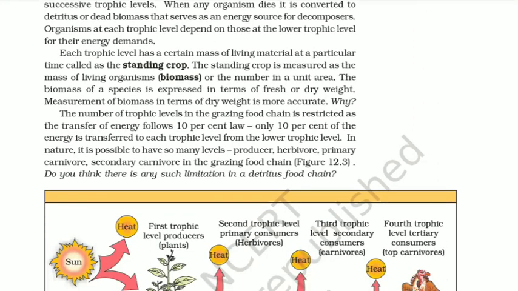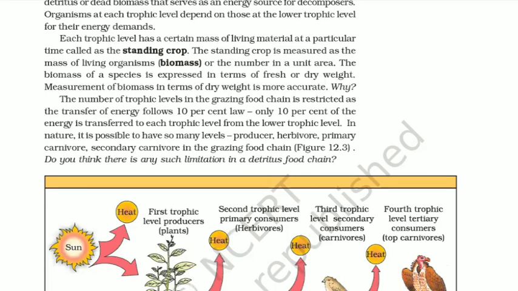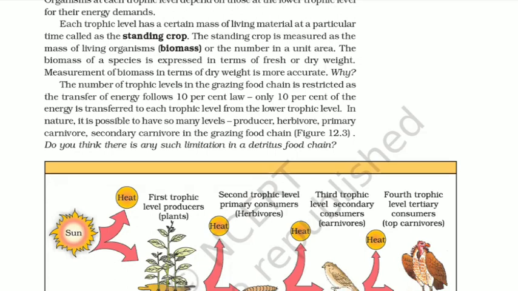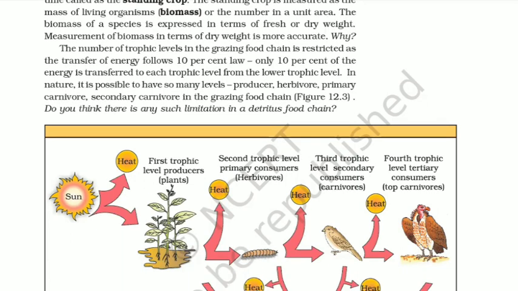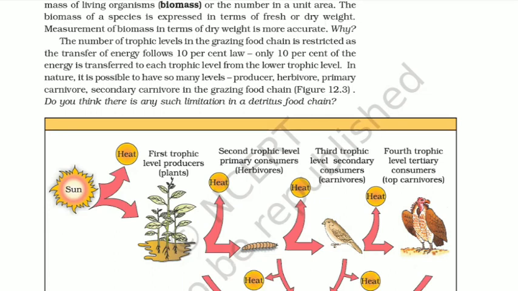Each trophic level has a certain mass of living material at a particular time called a standing crop. The standing crop is measured as the mass of living organisms, that is biomass, or the number in a unit area. The biomass of a species is expressed in terms of fresh or dry weight. Measurement of biomass in terms of dry weight is more accurate.